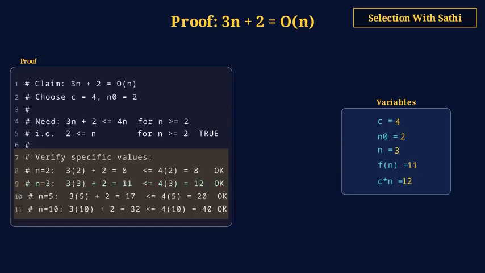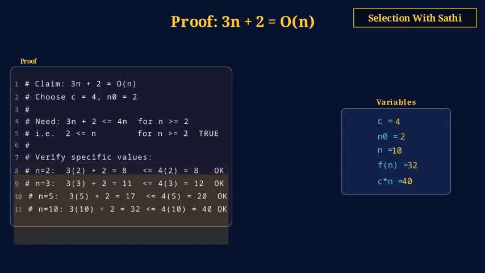At n equals 3, 3 times 3 plus 2 equals 11, and 4 times 3 equals 12. 11 is less than 12, holds again. For any n at least 2, 3n plus 2 is at most 4n because 2 is at most n when n is at least 2. Therefore, 3n plus 2 equals big O of n with c equals 4 and n0 equals 2.